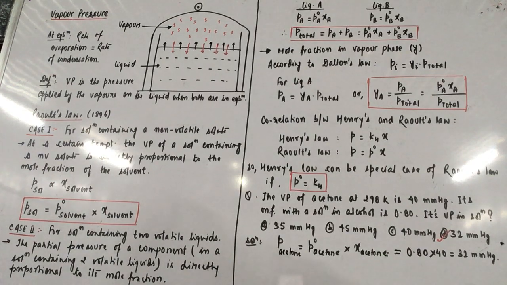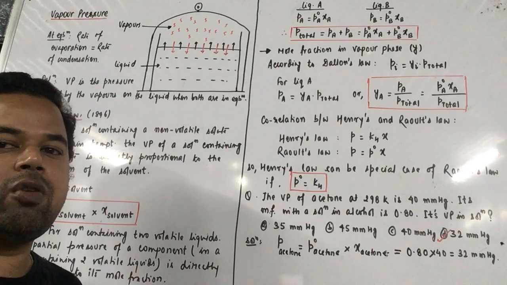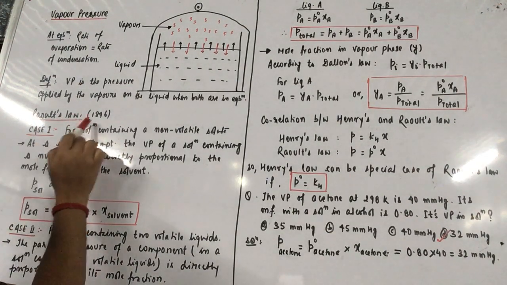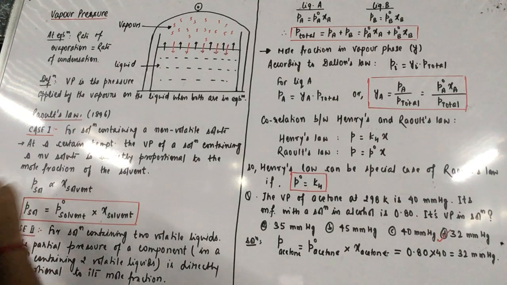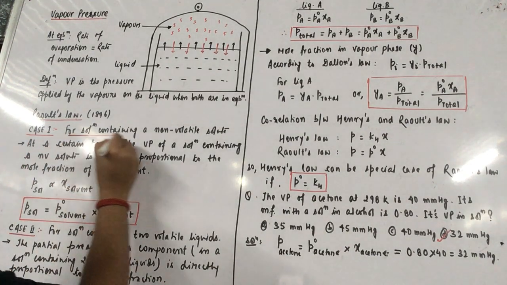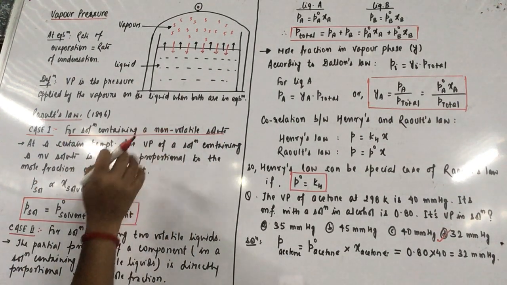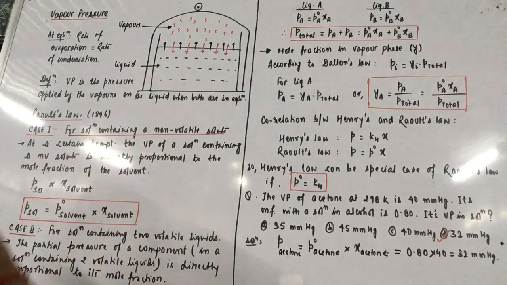Now let us move through a very important segment. We have read Henry's law earlier. Now let us work through a segment of Raoult's law. So this law came in the year 1896, and there are two cases in Raoult's law. Let us work on the very first case, case number 1. This is the case for a solution containing a non-volatile solute. A solution where there is presence of a non-volatile solute.